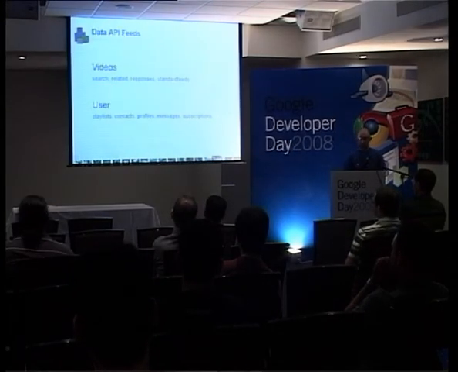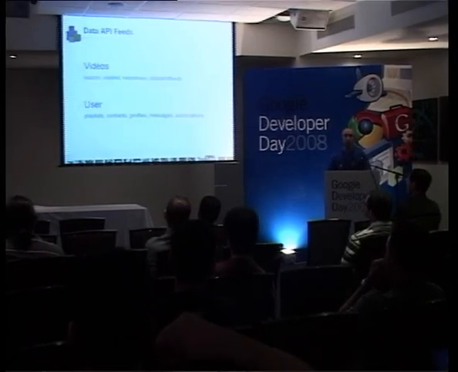Yeah. So basically for the data API feeds, we've got two main categories. There's going to be the video feeds, search-related videos, responses, standard feeds, and then all the users side. So everything which is related to the user. So it's going to be the playlist, the contacts of the users, profile, messages, subscriptions, and so on. Let's start with the video one.